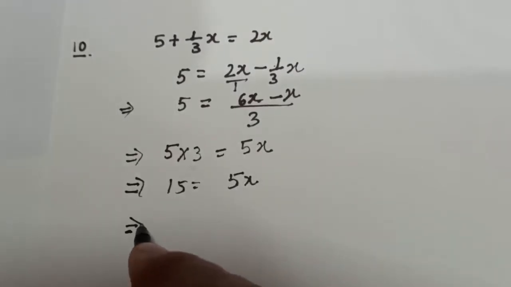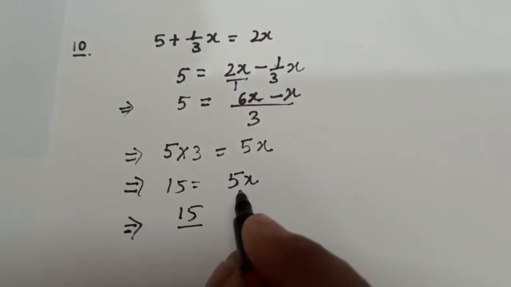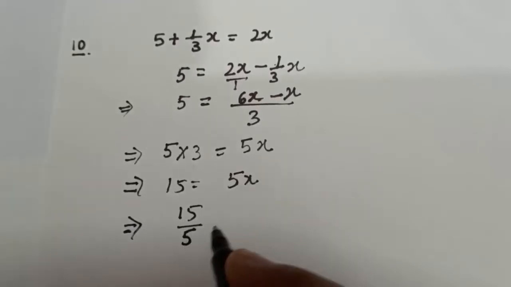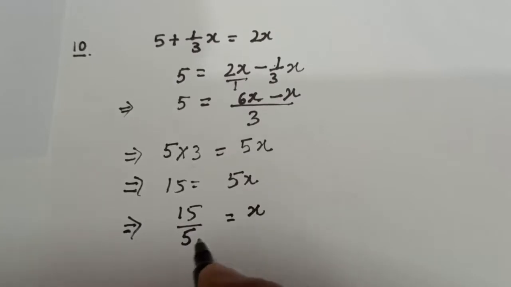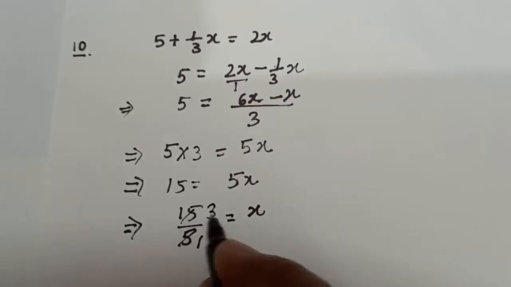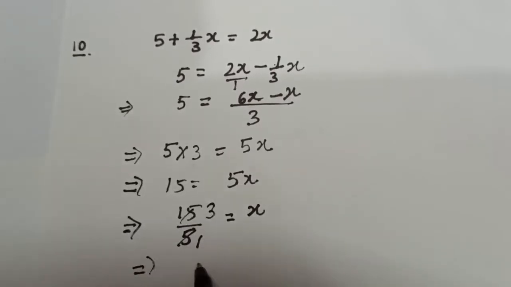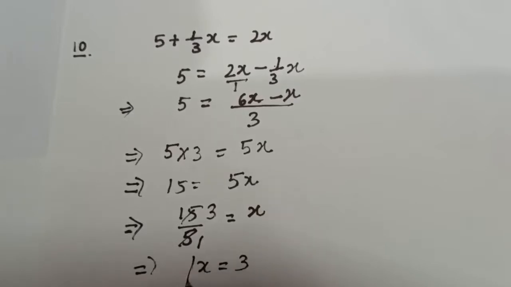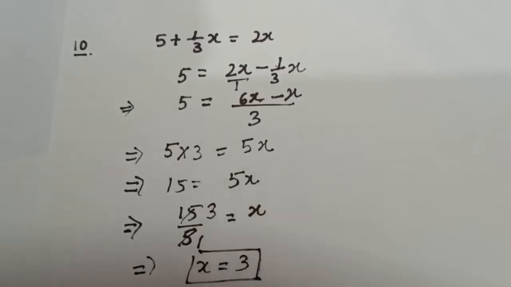Alright, so we can bring this 5 into the denominator because it is multiplied here. When we shift it to the other side, it will divide the other side. Alright, so we will get x is equal to 3 as the answer.